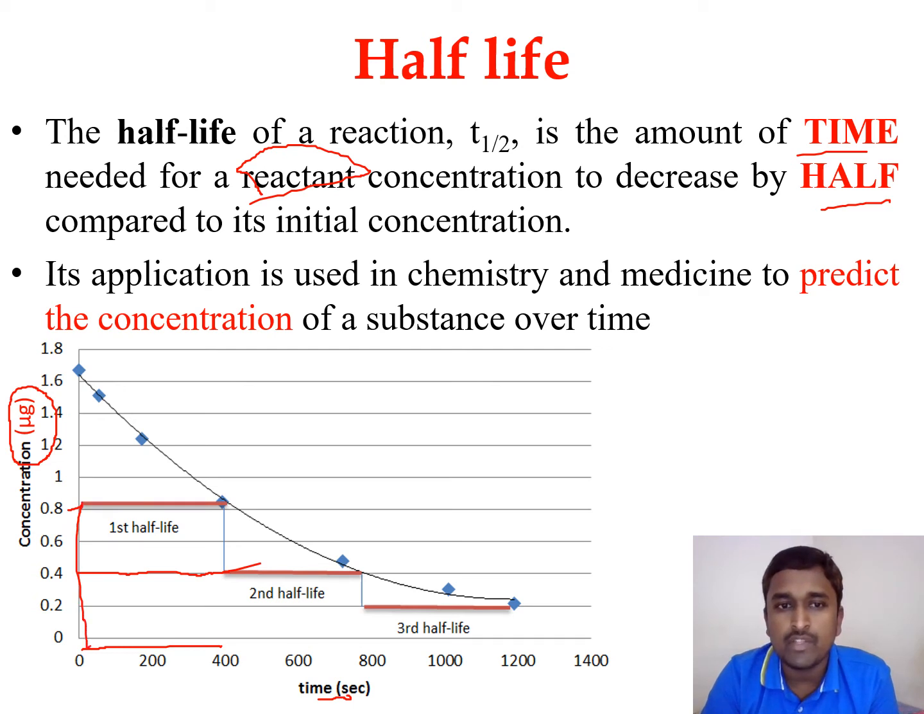So that's why this will be the first T half. Then from here, half of the concentration, second T half, and third T half, and so on. So for the first T half it took 400 seconds, followed by 800 seconds, 400 seconds, and so on. So basically that amount of time required for the reactant molecules to exactly reduce to half of its concentration is called half-life.